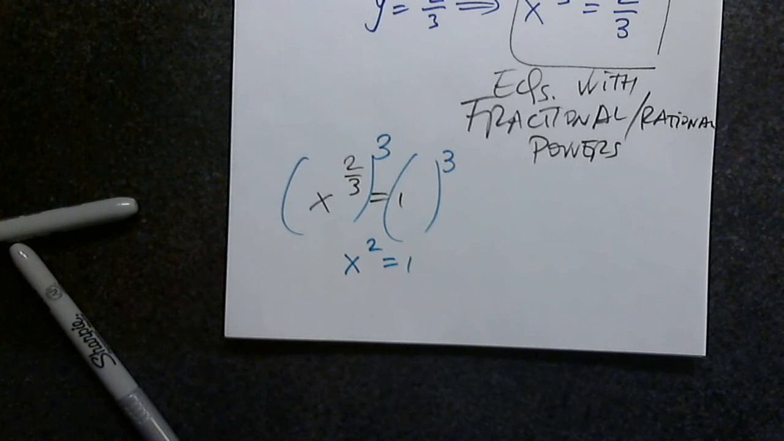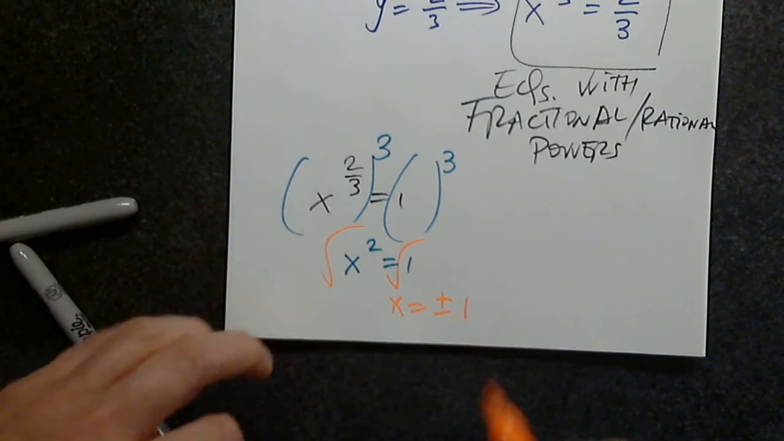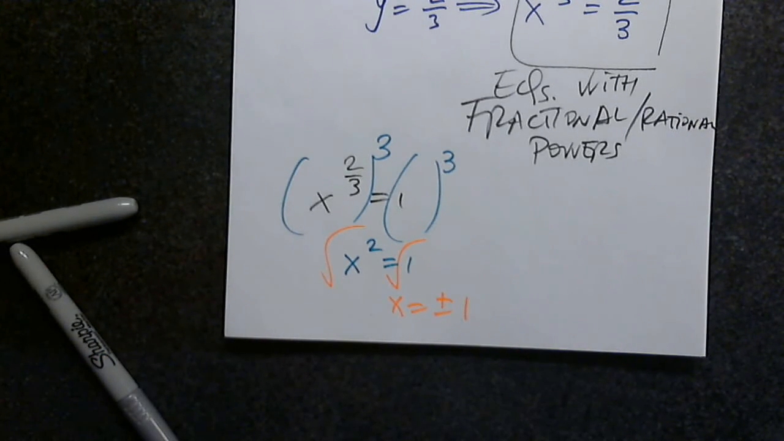Which method applies here for quadratic equations? Yes, that's the easiest one. So you get plus or minus 1. Do not forget about plus or minus. And we'll have to go back and check.